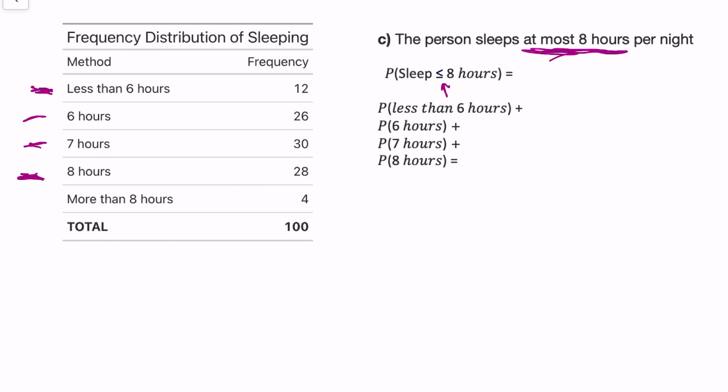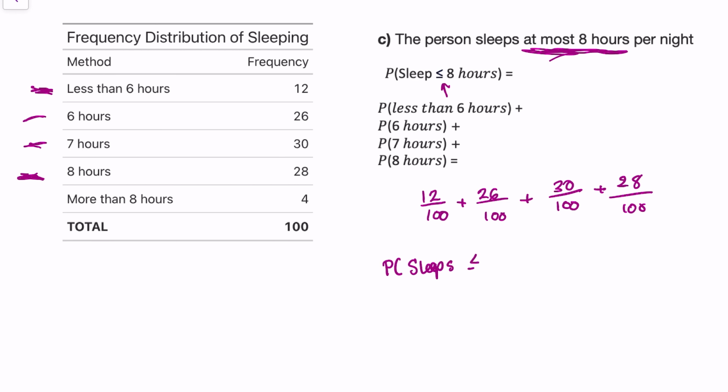So it's going to be 12 over 100, 26 over 100, 30 over 100, and 28 over 100. And that's going to be the probability that a person sleeps less than or equal to 8 hours, 96. There you go.